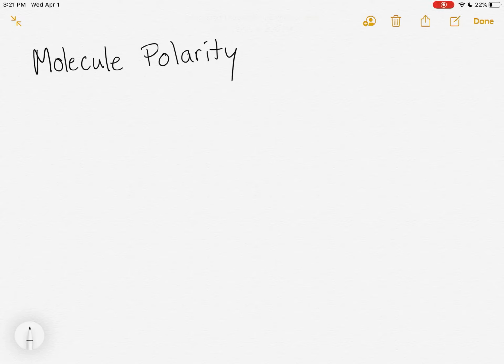Hi everyone. So this video lesson is about how to determine whether a molecule is polar or not. So we're going to write a note about molecule polarity. One of the first things that we need, or that are required for us to determine molecule polarity, is we need to be able to draw the Lewis structure of our molecule. So we need to draw a Lewis diagram.